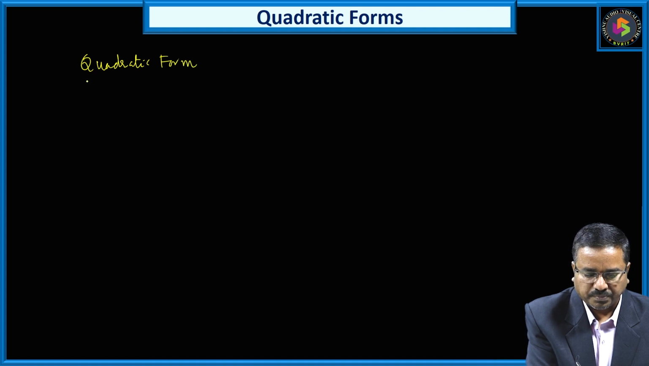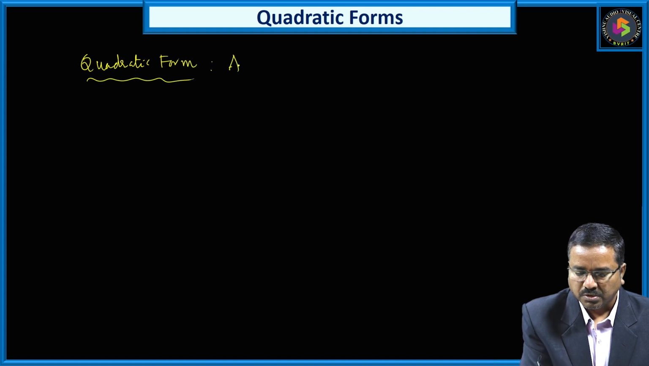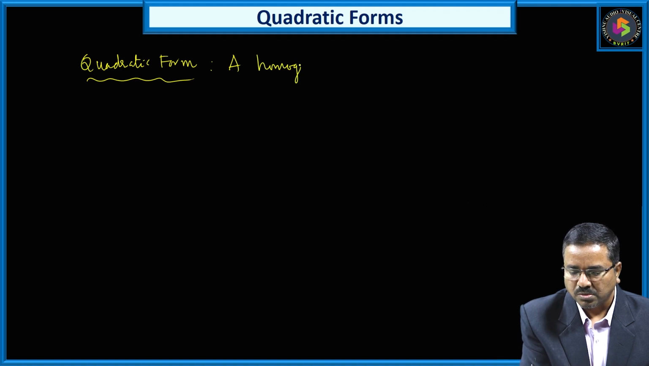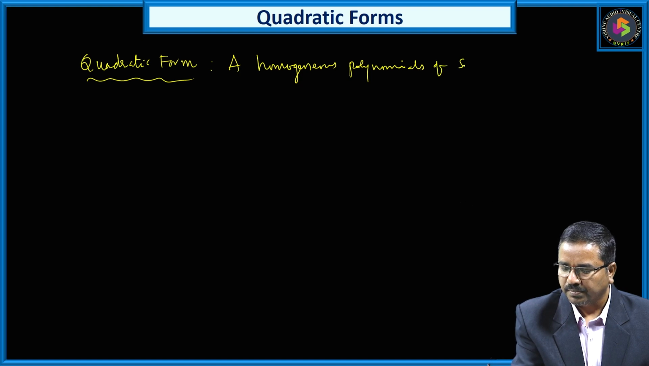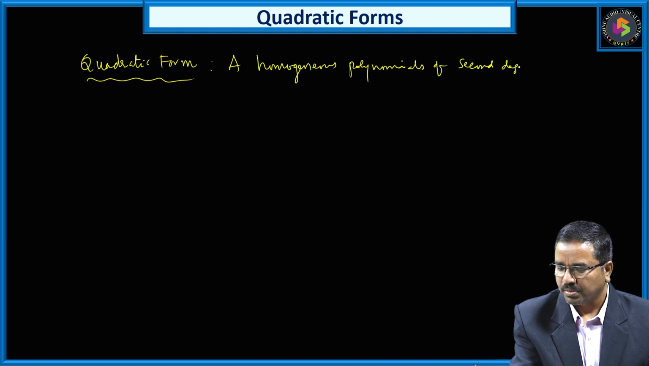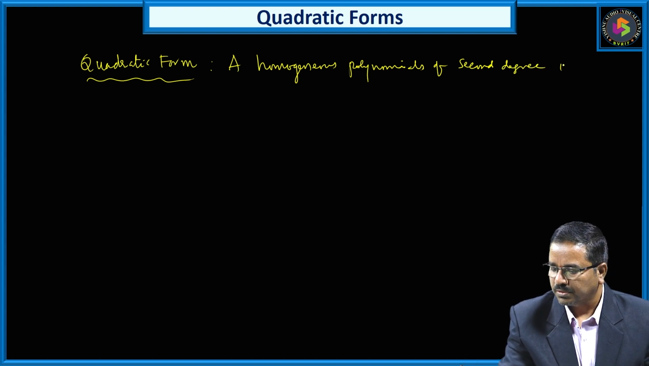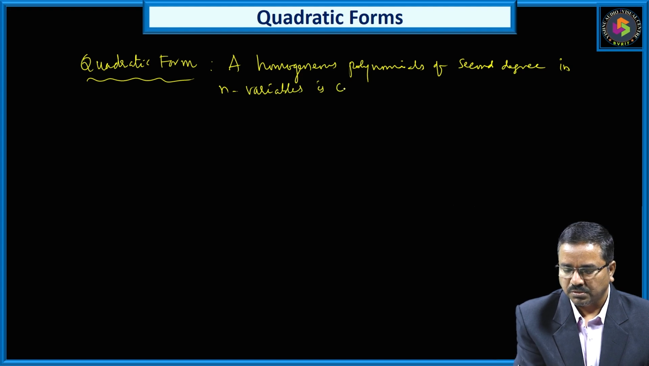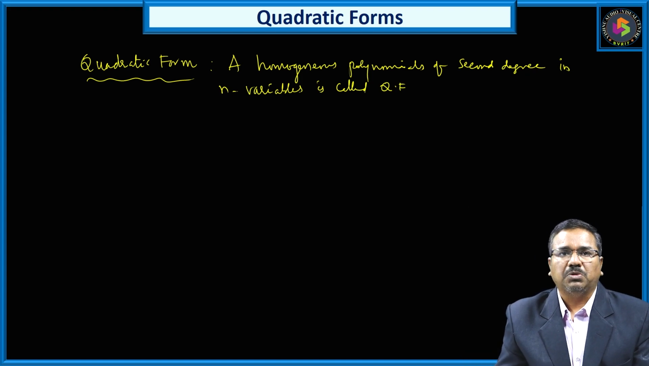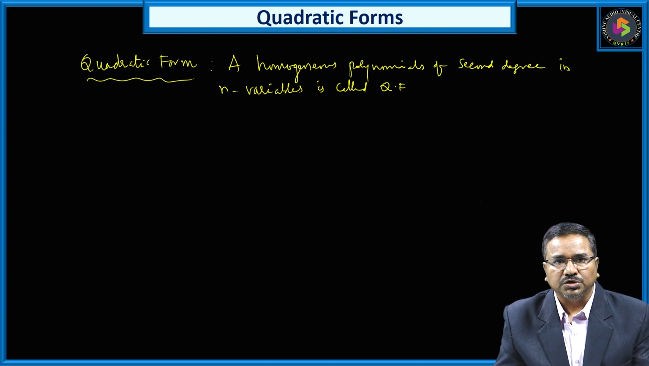Quadratic form: a homogeneous polynomial of second degree in n variables is called a quadratic form. Short form writing QF. So any homogeneous expression of second degree in n variables is called a quadratic form.